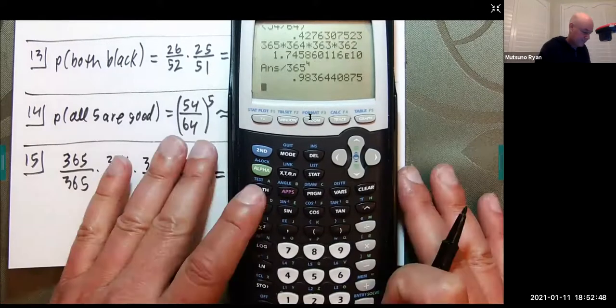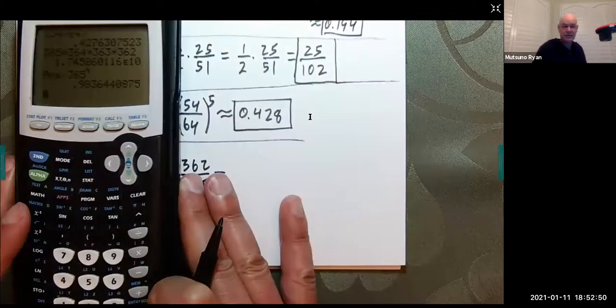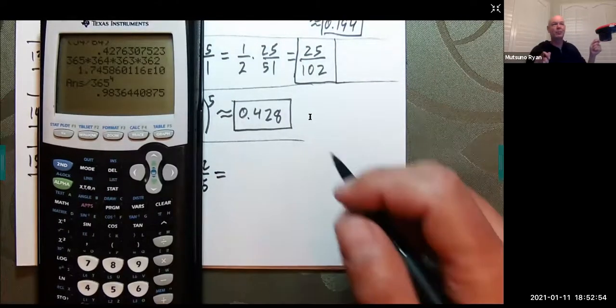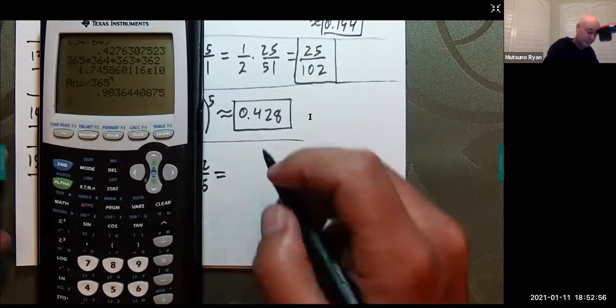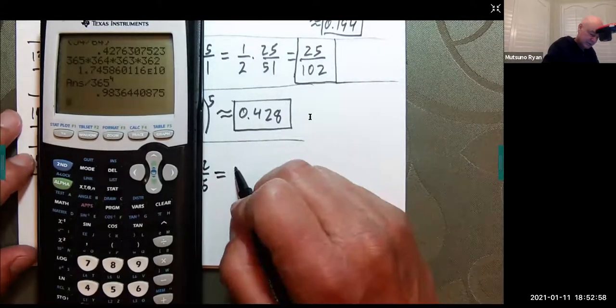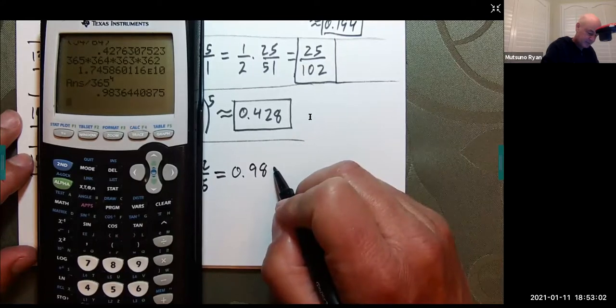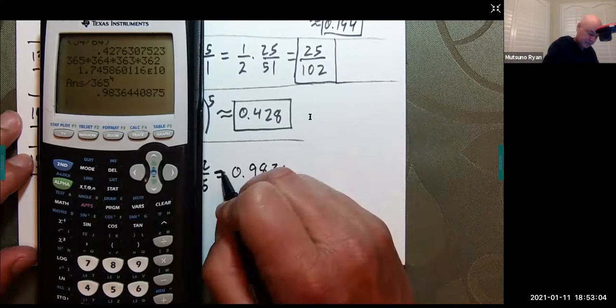Hey, look at that. In other words, there's a pretty darn good chance that you're going to all have different birthdays. If you randomly select 4 people, that they'll have 4 different birthdays. And to 4 decimal places, it says 0.9836. This is an approximation.